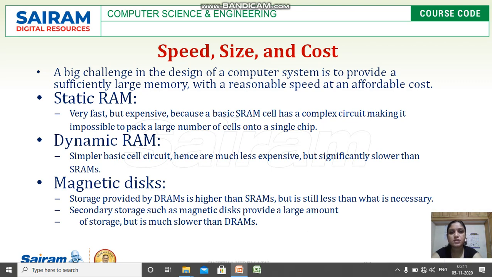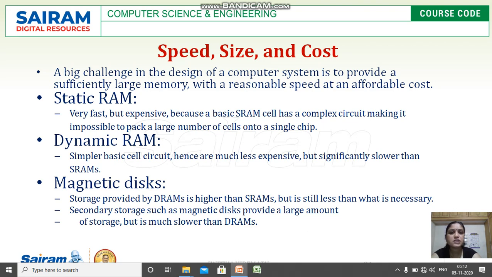Hello students, so this is the seventh video on the third module of computer organization. The third module is the memory system. In the last video I was explaining the speed, size and cost, and how they have to be considered in order to select the type of memory while designing our computer system.